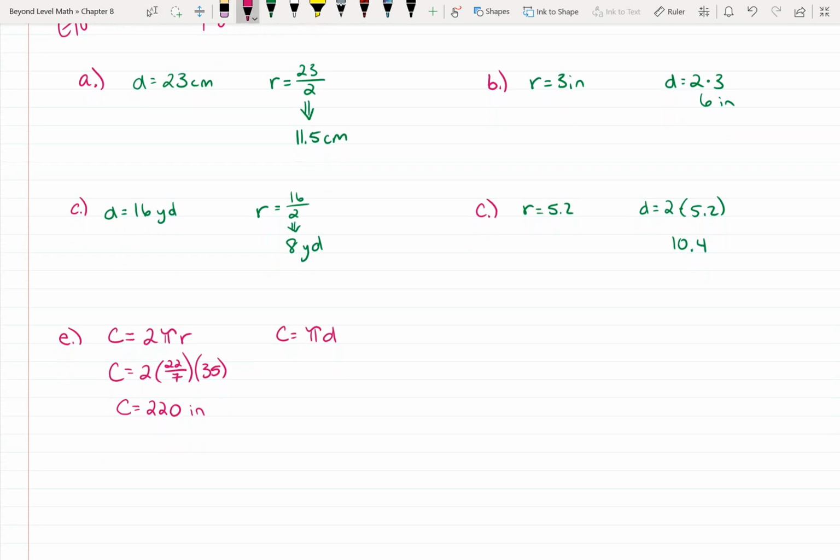If you chose to use C equals pi times D, you would do the 22 over 7 times the flat 70. Again, it's the exact same thing. It just depends on how you prefer to write it.